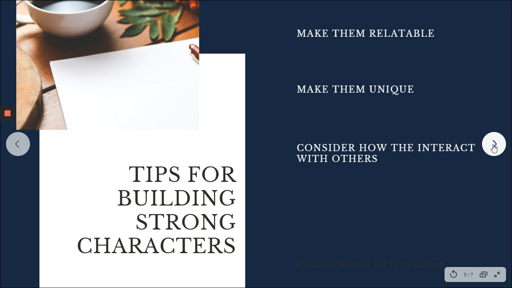Now, some tips on how you can go about making really strong characters. Start by making them relatable. Nobody likes a Mary Sue. If you don't know what a Mary Sue is, it's the character that's perfect. She's beautiful. She has a perfect life. She's rich. She can do no wrong, and everything goes smoothly for her.